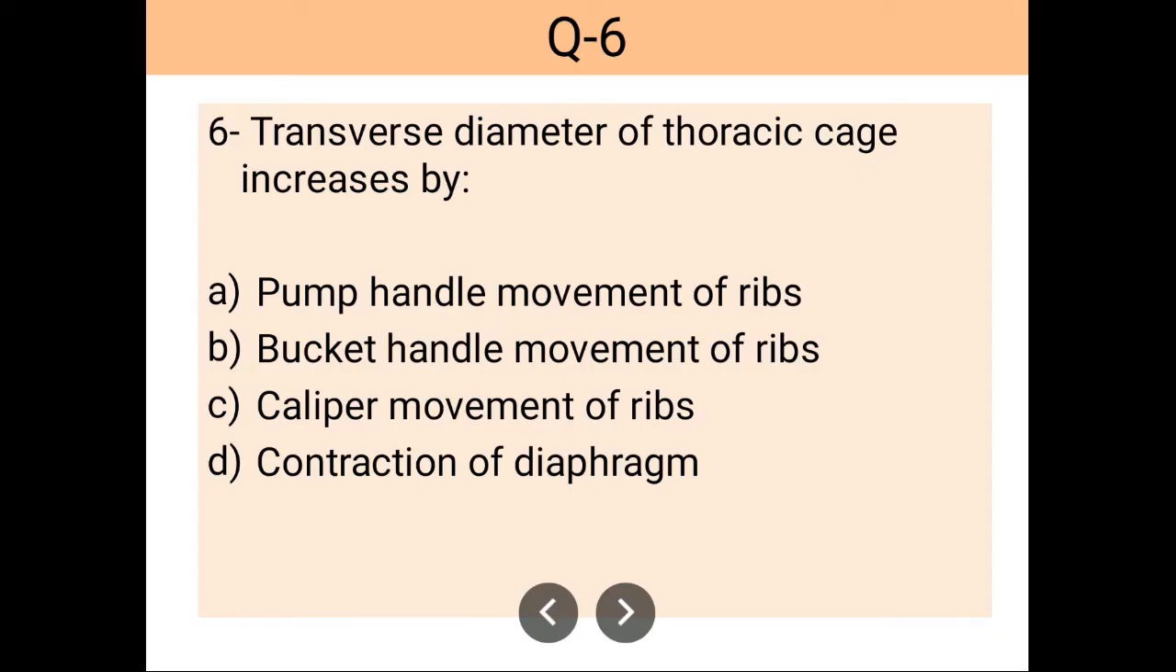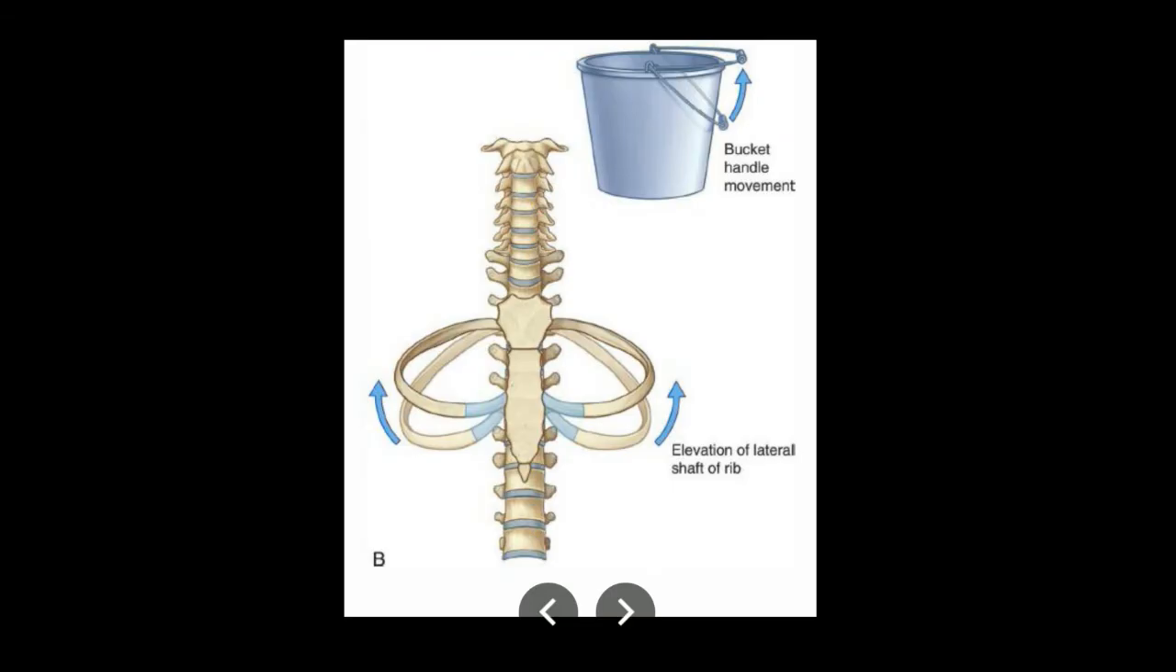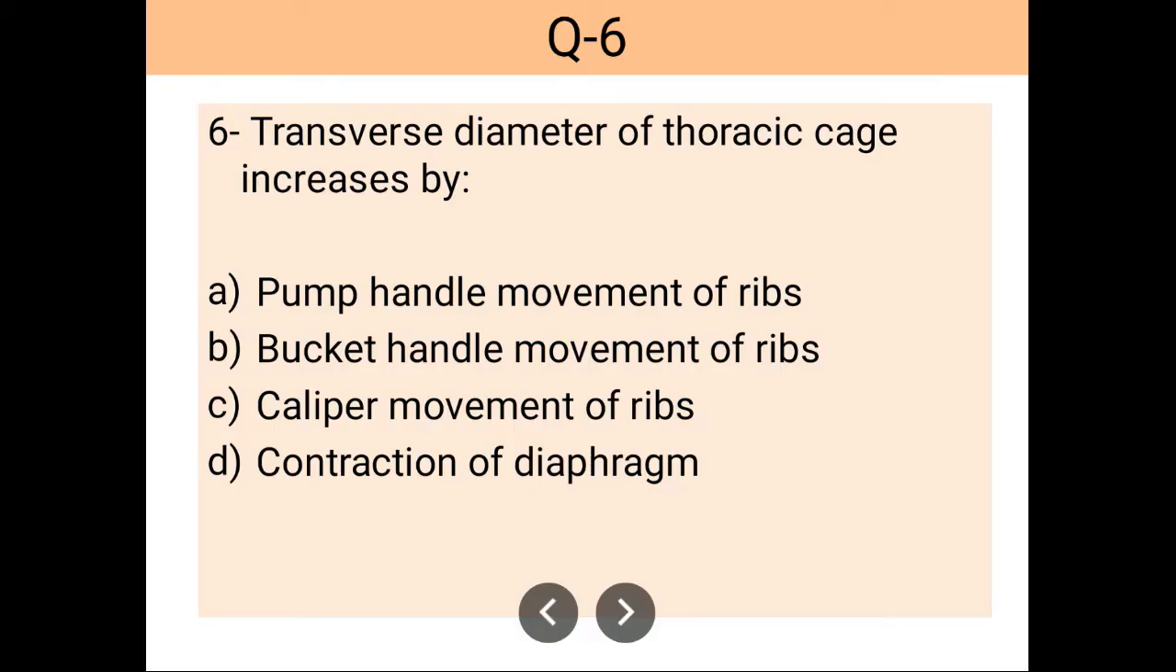Next we have: the transverse diameter of the thoracic cage is increased by. Let's have a look at how it is increasing. In the bucket handle movement, when there is elevation laterally, the shafts of the ribs move upward, just like a bucket handle, and then it will increase. So bucket handle movement of the ribs, B is the correct answer.